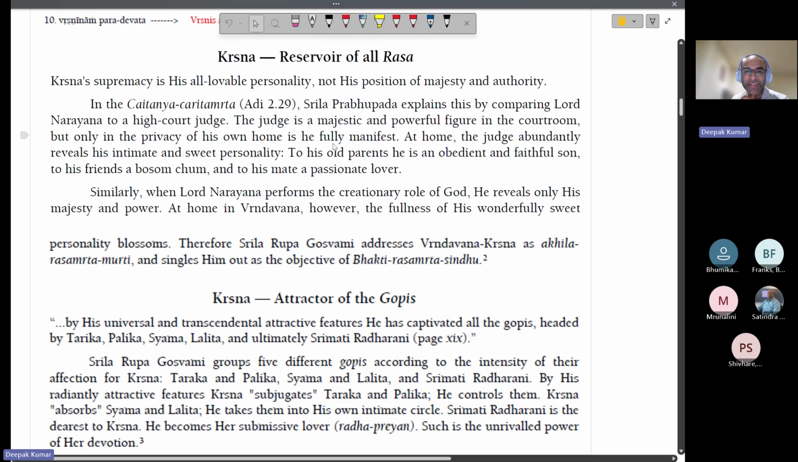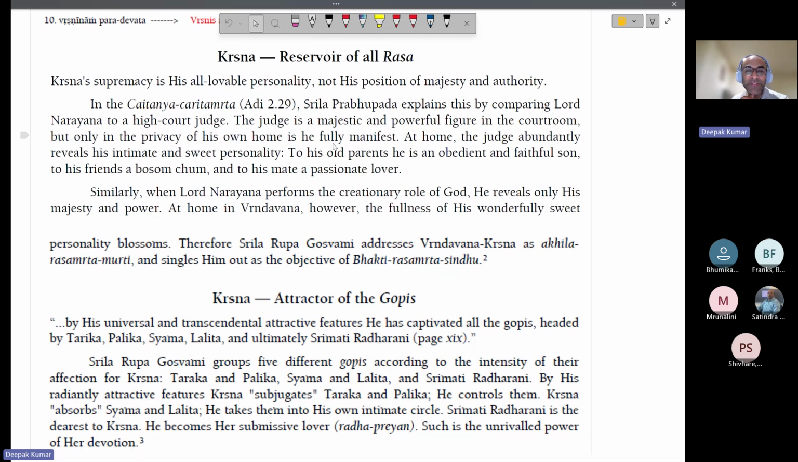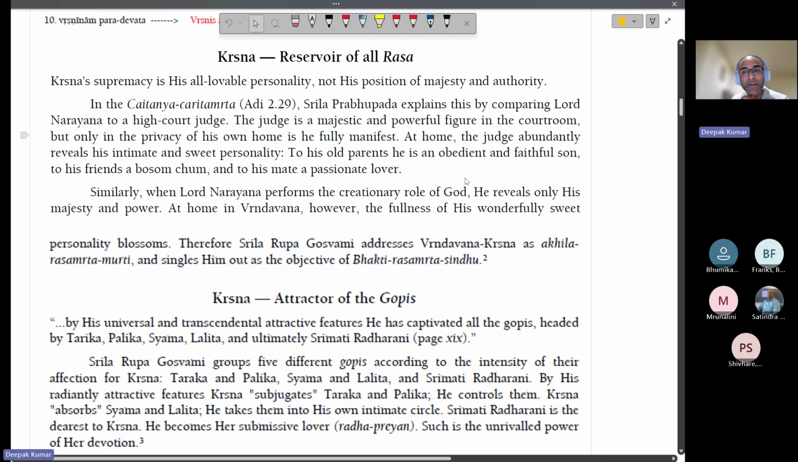The judge is a majestic and powerful figure in the courtroom, but only in the privacy of his own home is he fully manifest. At home, the judge abundantly reveals his intimate and sweet personality. To his old parents, he is an obedient and faithful son, to his friends a bosom chum, and to his mate a passionate lover. Similarly, when Lord Narayana performs the creationary role of God, he reveals only his majesty and power. At home in Vrindavan, however, the fullness of his wonderfully sweet personality blossoms. Therefore, Srila Rupa Goswami addresses Vrindavan Krishna as Akhila Rasamrita Sindhu and singles him out as the objective of Bhakti Rasamrita Sindhu.